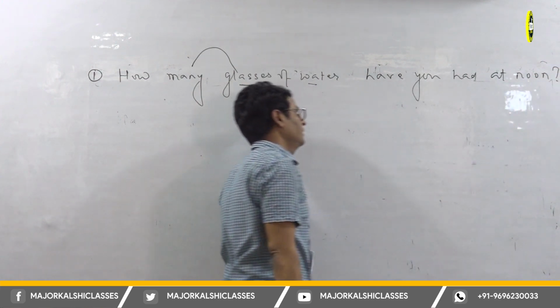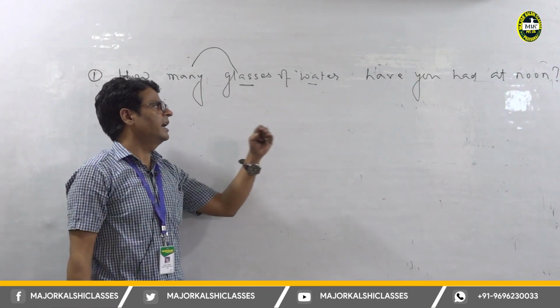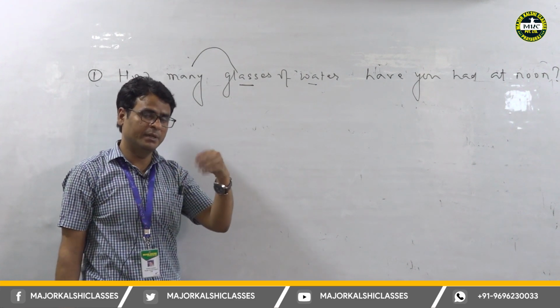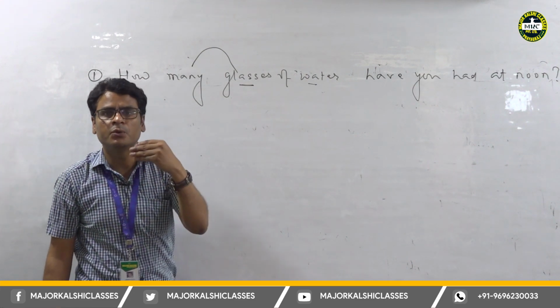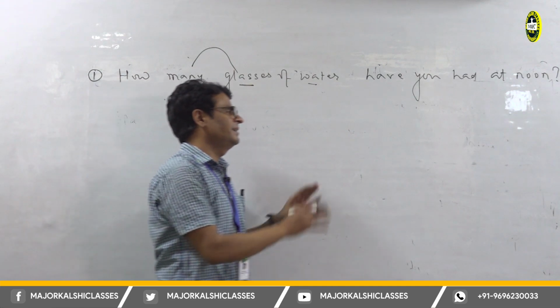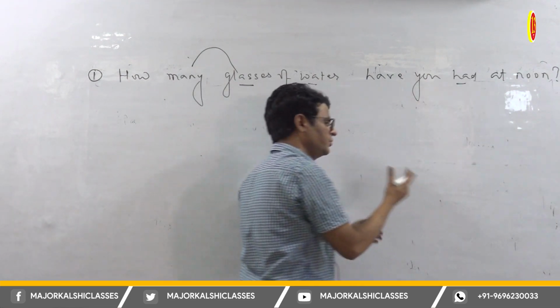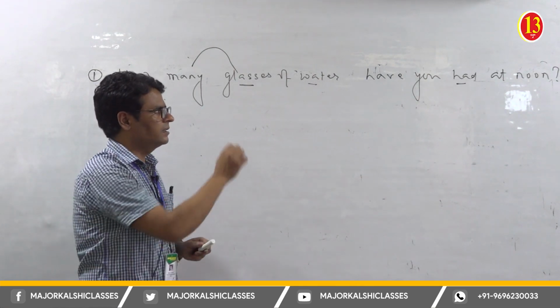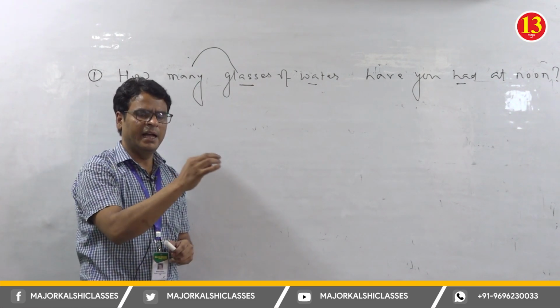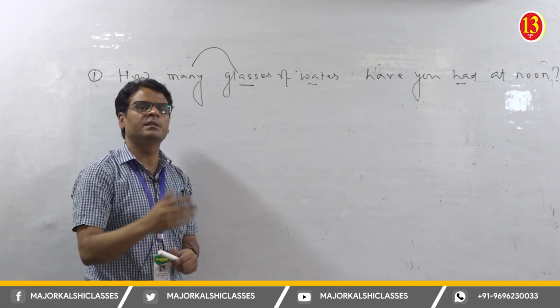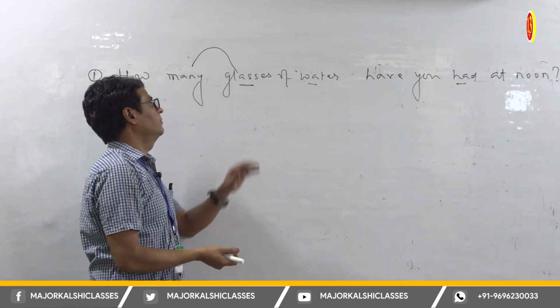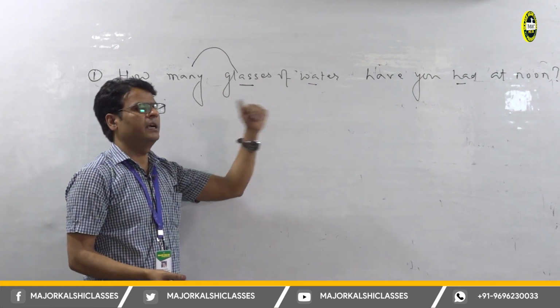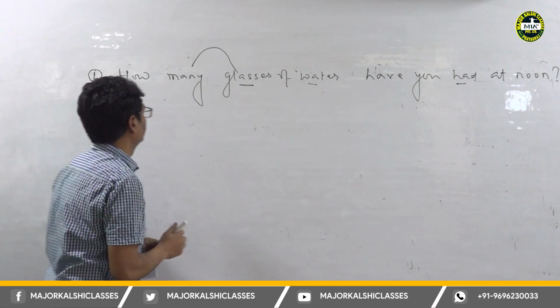Right, this is our example. How many glasses of water have you had at noon? What does it mean, had here? Had means, to take, right? And this is the third form of have, has, and after that we need the third form, had. How many glasses of water have you had at noon?